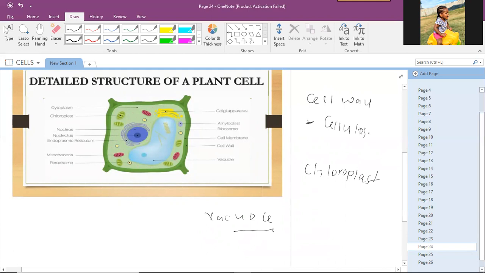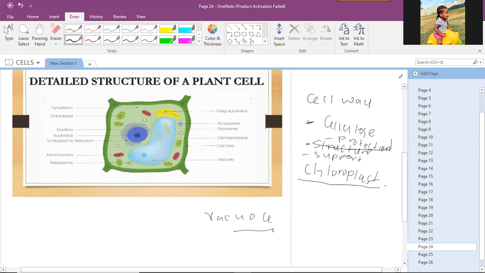So the cell wall contains cellulose. Here you have to know that the cell wall contains cellulose. Do not forget this. It contains cellulose and it also gives support and protection to the cell. So it is a cellulose cell wall. It gives the cell structure, and it also gives the cell support.